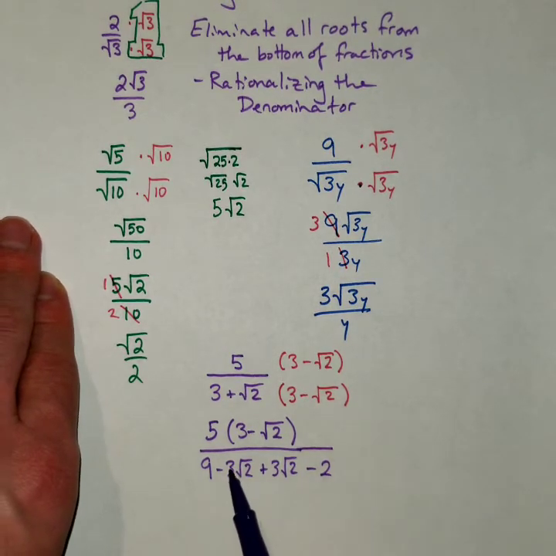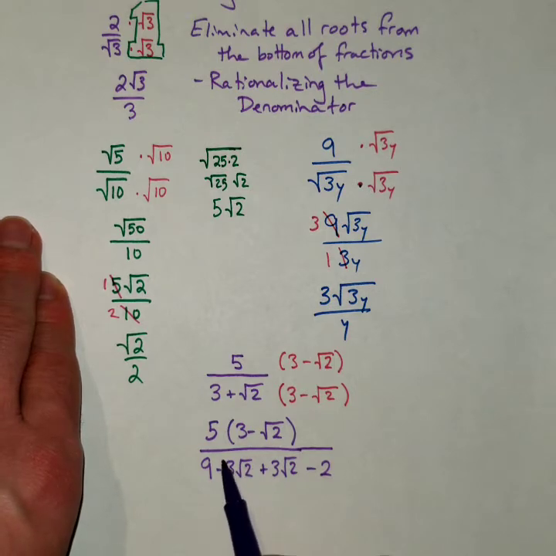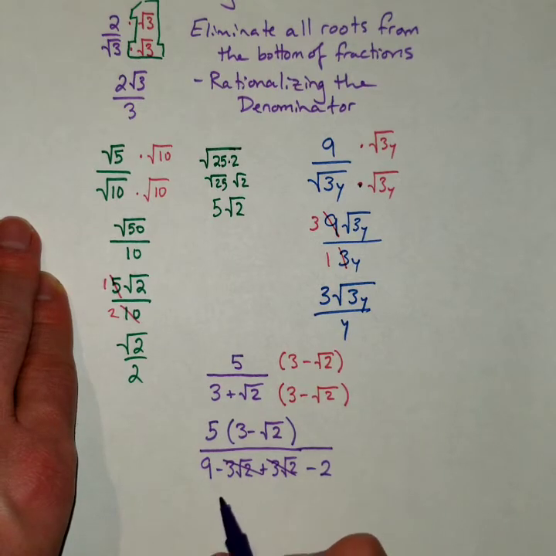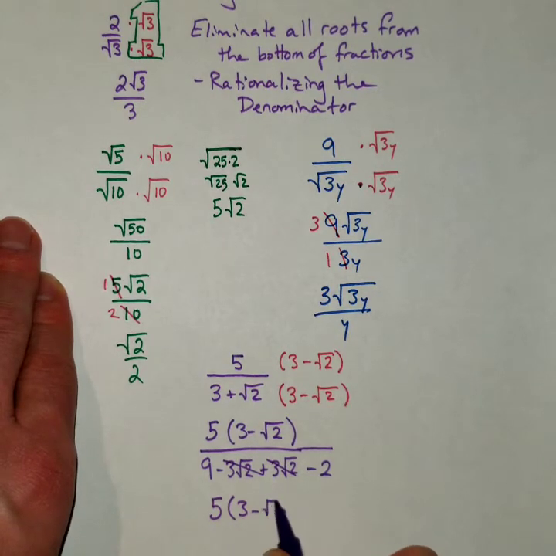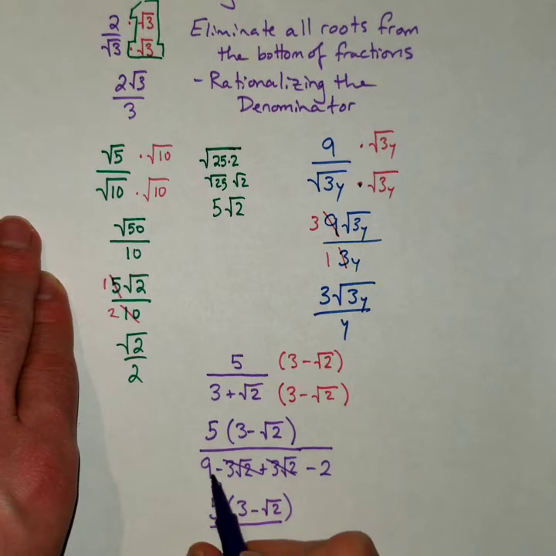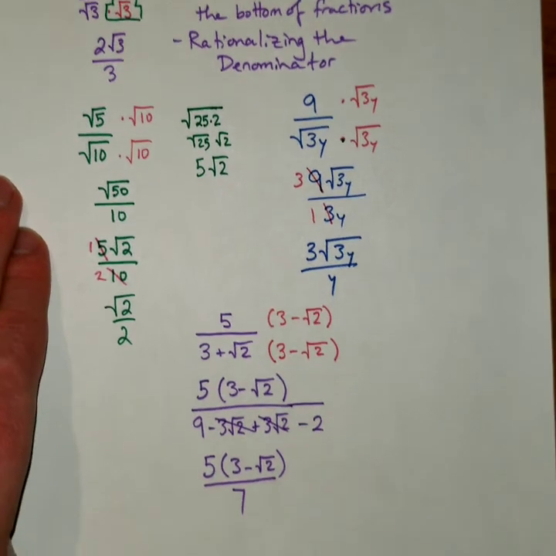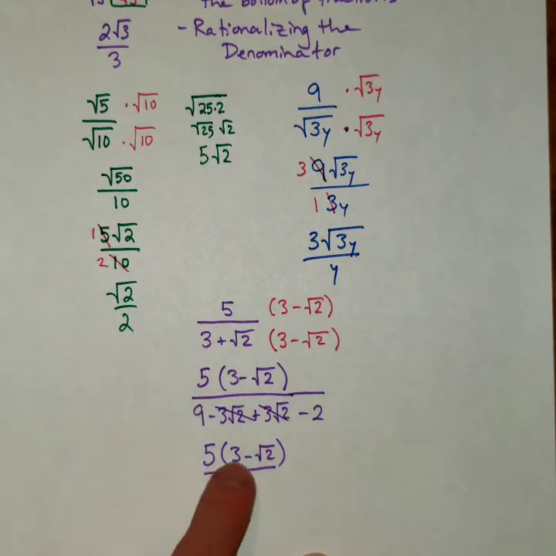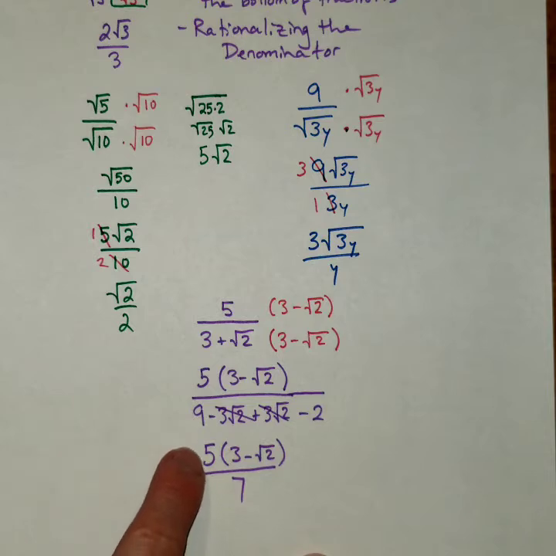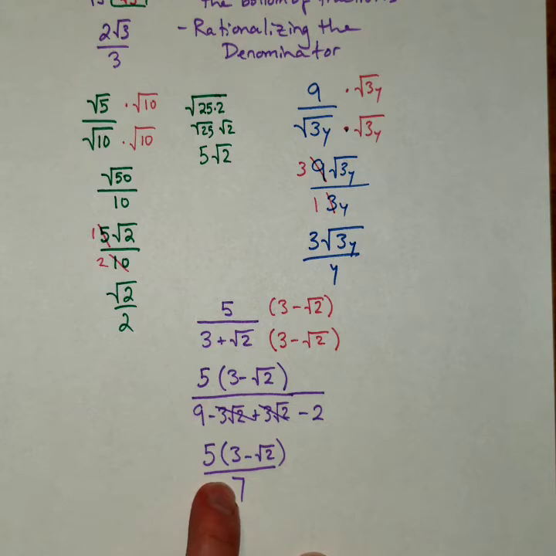Then when I simplify, the two terms in the middle are like terms with opposite signs, so they add up to 0. And on top I have 5 times 3 minus root 2. On the bottom, 9 minus 2 is 7. Now the reason that I left the numerator factored is because it is sometimes the case that you can cancel right here. If I had like a 5 over 10, I'd be able to reduce those down. I don't in this case, and so I'm going to need to leave those. Okay, but it is sometimes the case that you can cancel here.